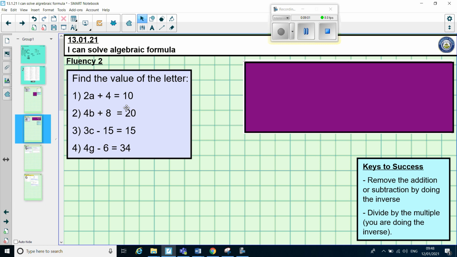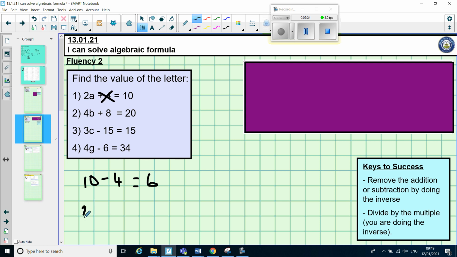First of all, I've got my answer, 10. 2a plus 4 equals 10. My answer is 10. I've got to remove that addition by doing the inverse. Looking at my keys to success, here it said add 4, so I'm going to do the inverse of that and take away 4. So I'm going to do 10 take away 4. Hopefully you know that 10 take away 4 equals 6.